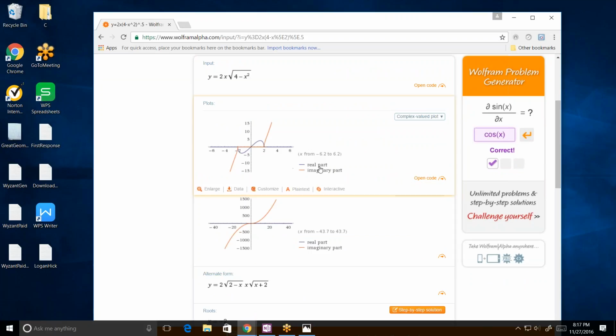The blue is the real part, the orange is the imaginary part. Oh, and this time it finally plotted it. Notice where my crosshairs are? That's the maximum of the area function.